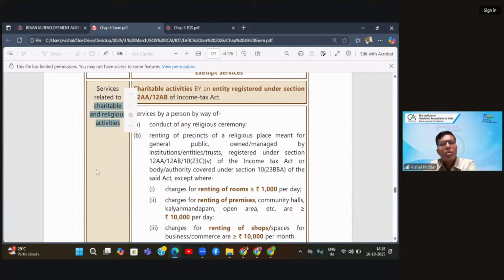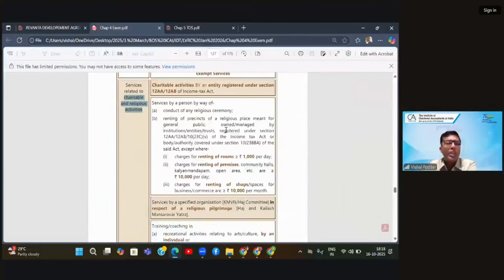However, when you come to GST, there is a very strict, very limited list of services which are exempted, and hence it is very important for us to draw this distinction.